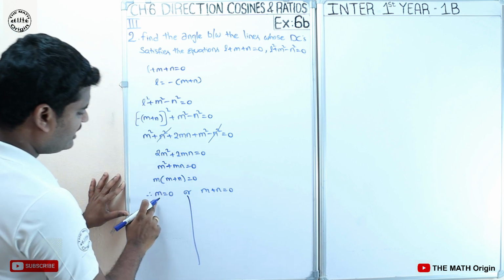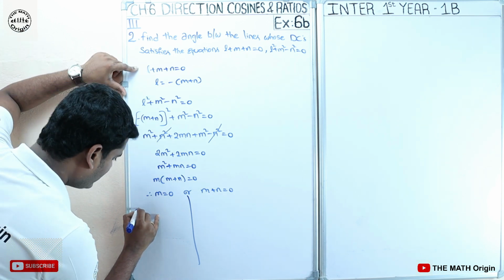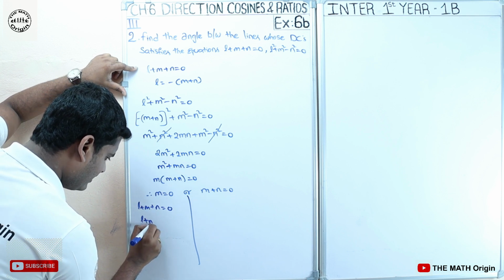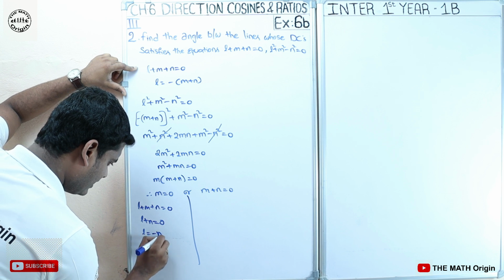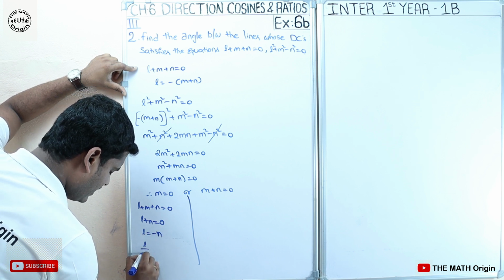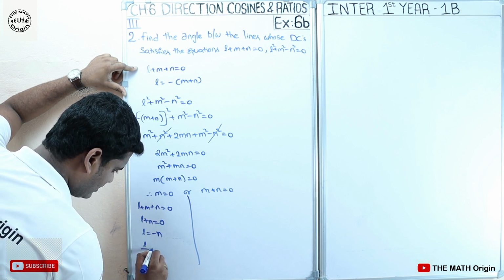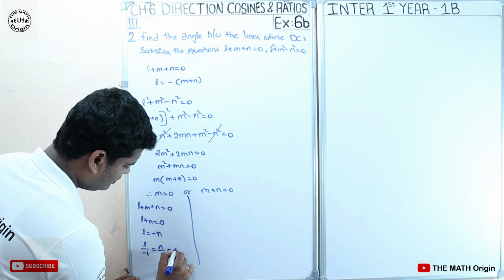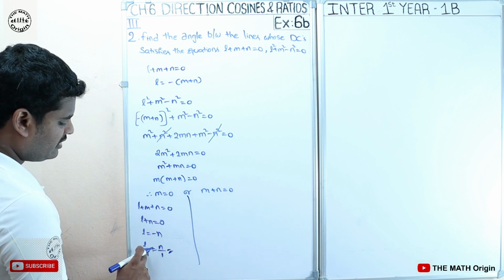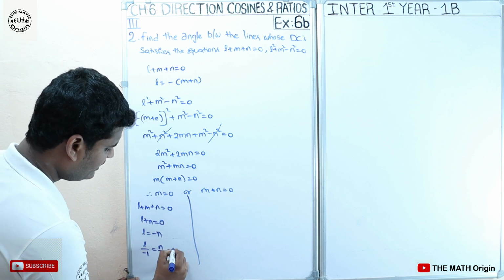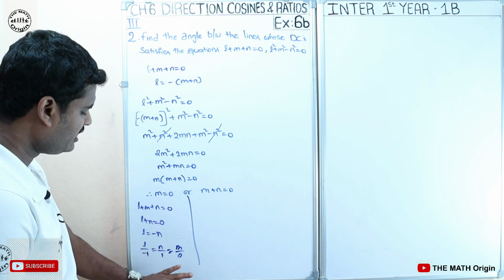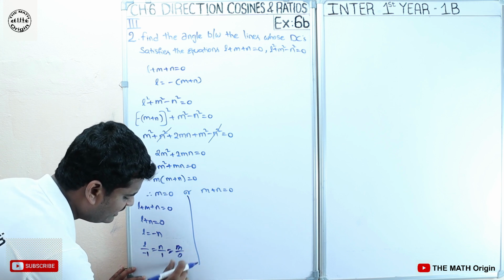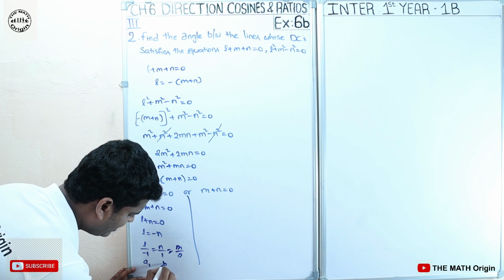With this statement let's substitute in equation 1. We have L plus m plus n equals 0, m equals 0. Therefore L plus n equals 0, L equals minus n. Therefore L by minus 1 equals n by 1, which is also equal to m by 0. We got one statement, which I can say is L by A, n by B, m by C. So these are A1, B1, C1.